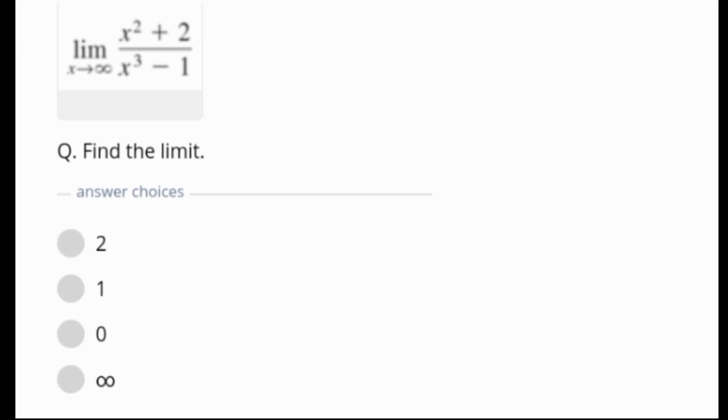Meanwhile, when the highest power in your denominator is equal to the highest power in your numerator, you just pick out the coefficient of this highest power. So in case the highest power of the numerator is x raised to the power of 4, and the highest power of our denominator is also x raised to the power of 4, our answer will be the ratio of the coefficients of this highest power. So now for this question, the highest power is at the denominator. Our answer is definitely infinity, which is option D.